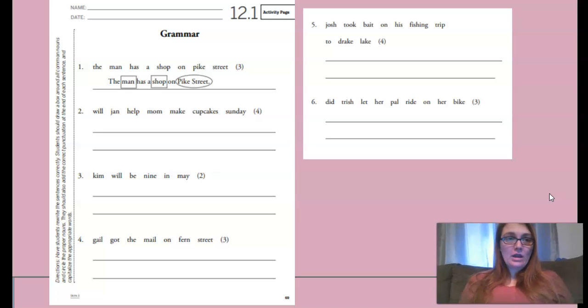So number 1, the man has a shop on Pike Street. Man, shop, and Pike Street are the 3 nouns. Man and shop are the 2 common nouns, so they are inside of a box. Whereas Pike Street is the proper noun, and it is circled. Okay, so you're going to continue doing that with the rest of the sentences. Fixing them and then identifying what kind of noun it is. Again, the directions, if you forget, are on the side of the page.